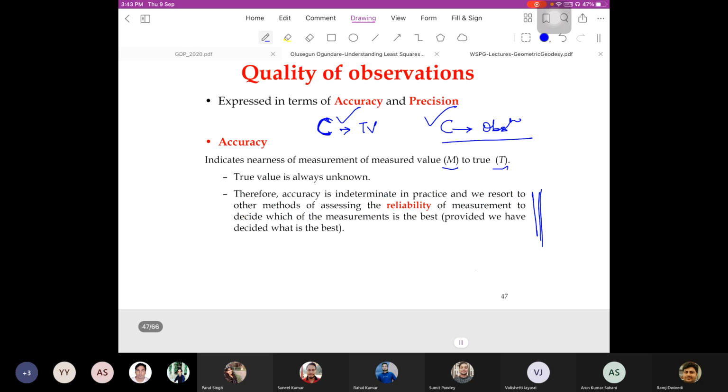We cannot comment always about the accuracy, or we generally do not make a statement about the accuracy. Accuracy is a very vague word. We resort to other methods. What are those methods? We'll discuss, of assessing the reliability of the observation, to decide which of the measurements is best, provided we have decided what is best. In fact, what is decided as the best is the mean, which is the indicator of the true value we have chosen.